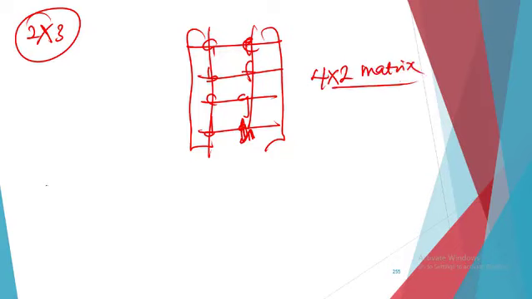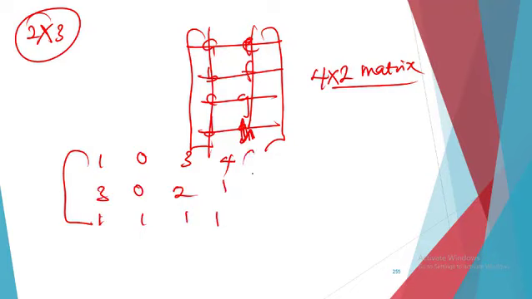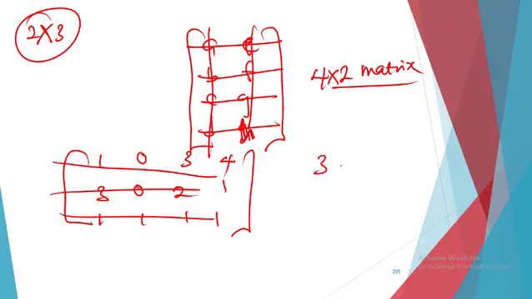Okay, then if we have 1 0 3 4, then we have 3 0 2 1, we have 1 1 1 1. For instance, how many rows? 1 2 3, by how many columns? 1 2 3 4. So we say it's a 3 by 4 matrix. So that's just the order of a matrix. Okay, let us then go over to the types of matrix.